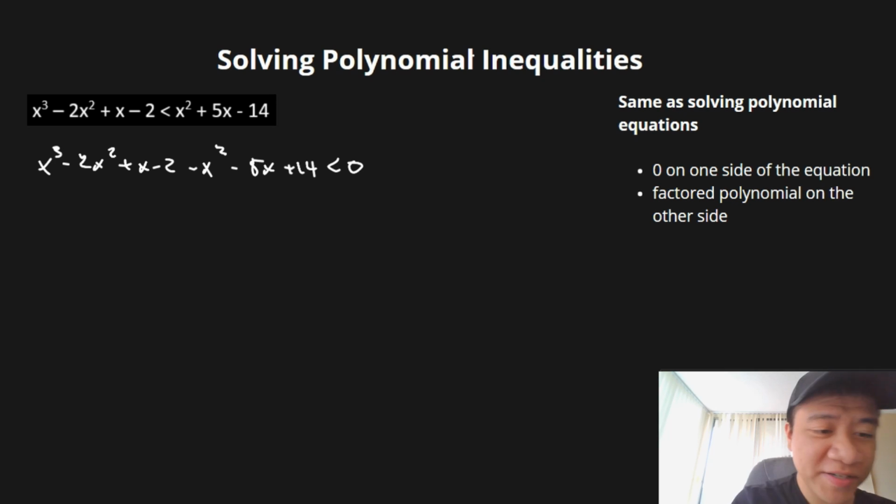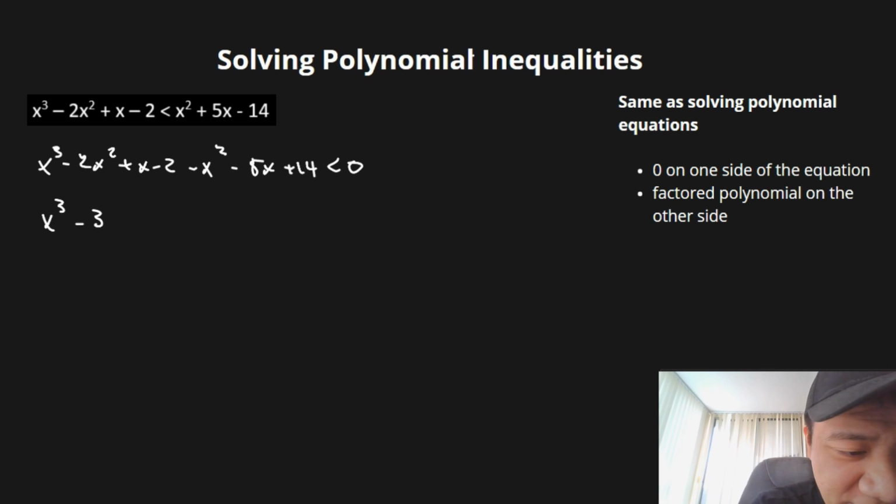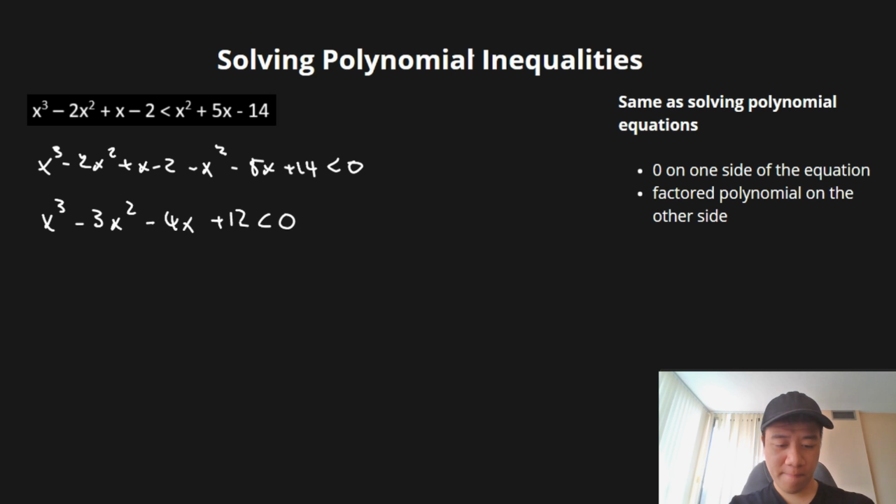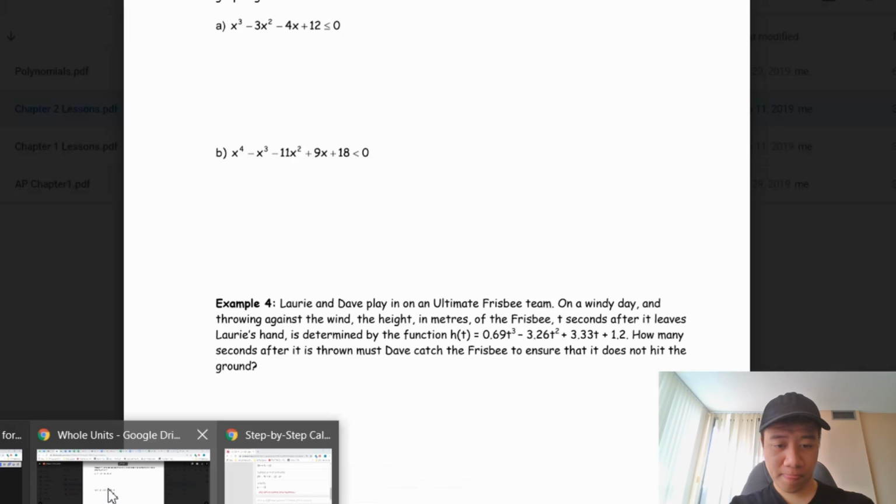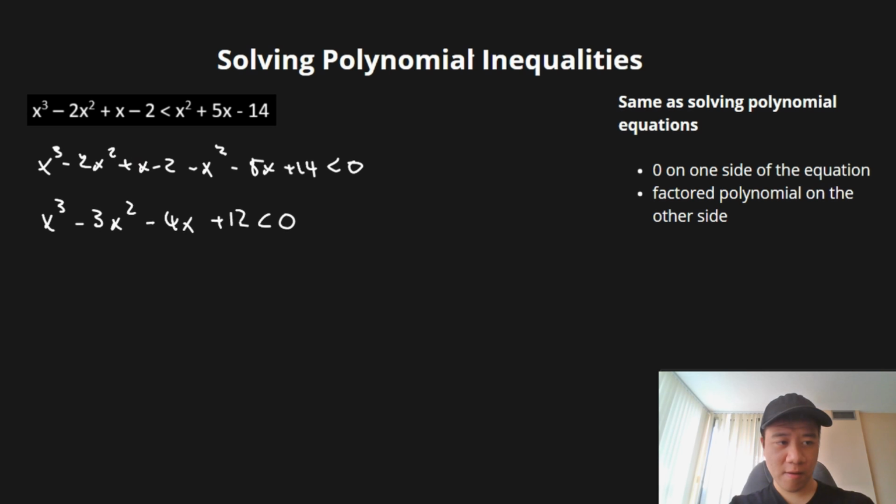Then we collect like terms. Minus, is that 3x squared? That's 3x squared. And then minus 4x plus 12, smaller than 0. Awesome. So we're just going to factor this and get our solutions. We're still pretending it's an equal sign, not a less than sign.